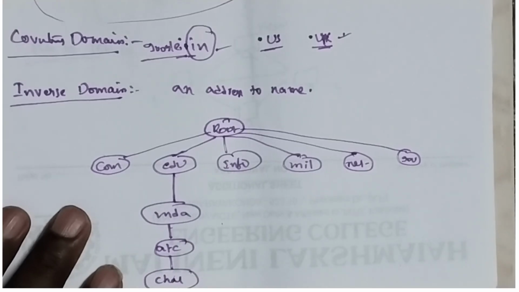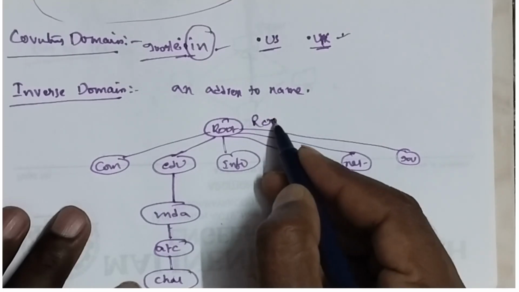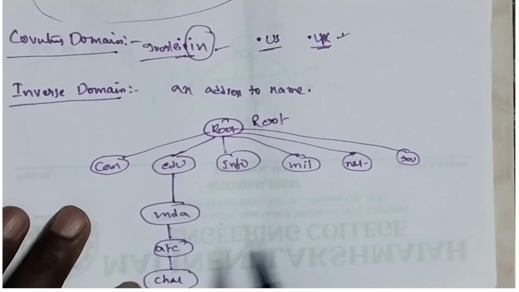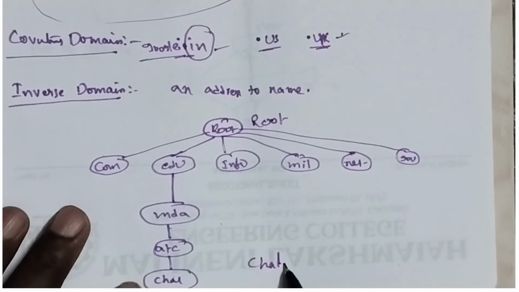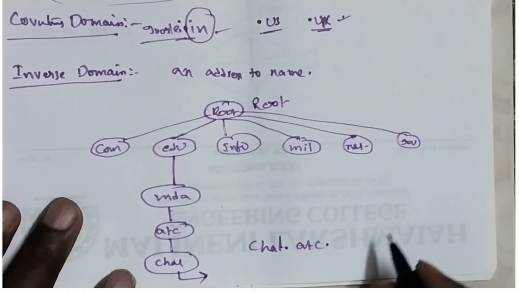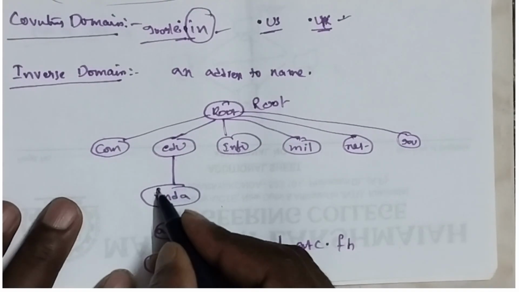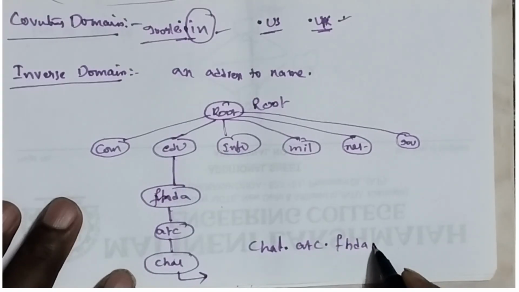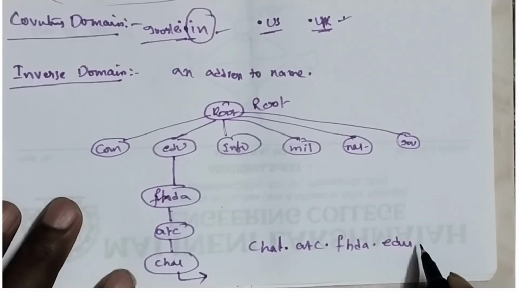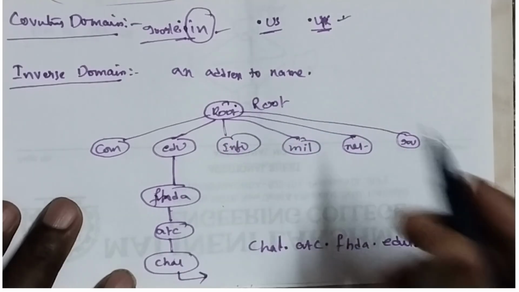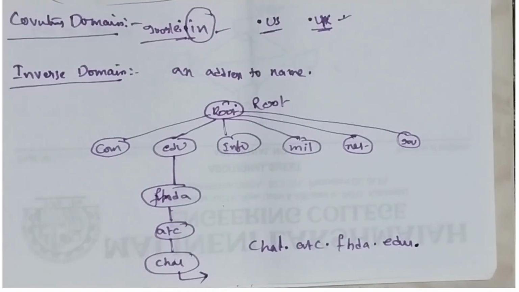How is it calculated from the root level? We have to calculate the domain name from bottom to top. The first one is chal dot, next is ATC dot, next is FHDA dot, and next is edu. If you end the domain name with a dot, meaning the root node, then it is called a fully qualified domain name.